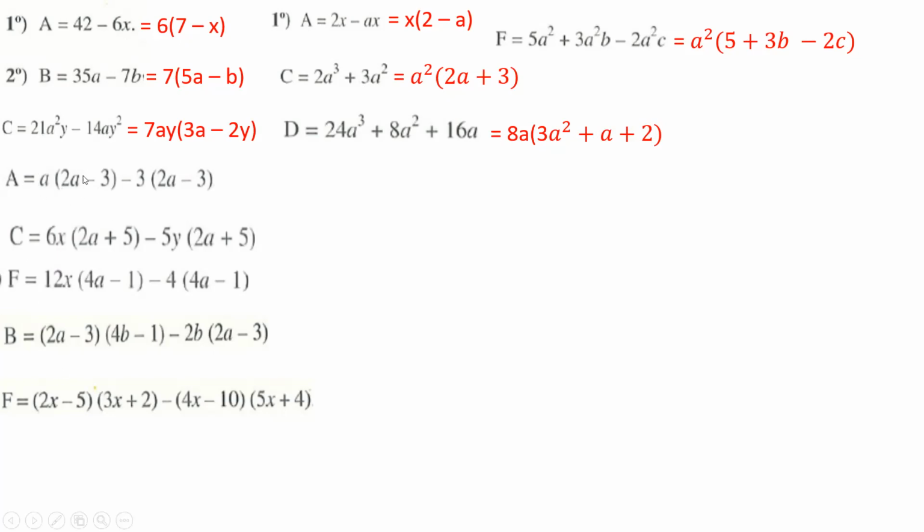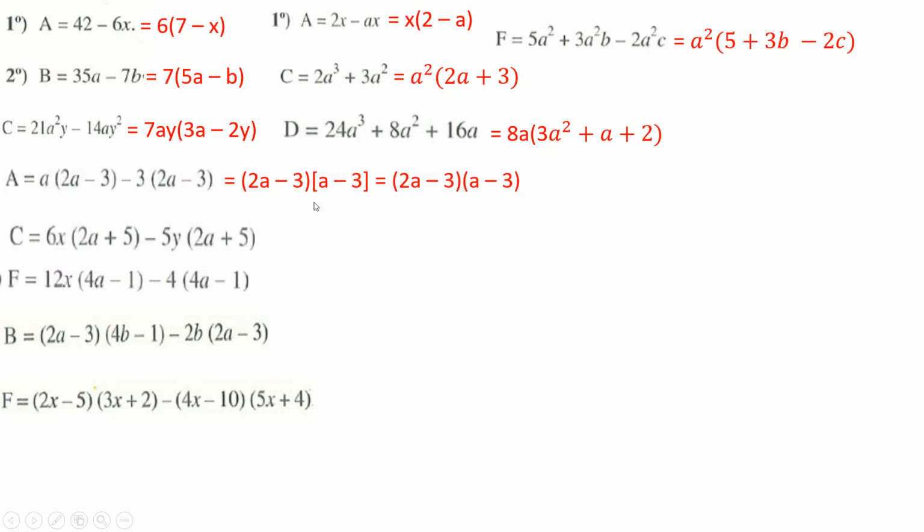A into 2A minus 3, minus 3 into 2A minus 3. Between A and minus 3, there's no common factor. But we can see that the first term has 2A minus 3, the same as 2A minus 3 in the second. So this is a binomial and this is a binomial. So I take 2A minus 3 as common and I divide each term by 2A minus 3. Binomial 2A minus 3 cancels binomial 2A minus 3, so I'm left with A.